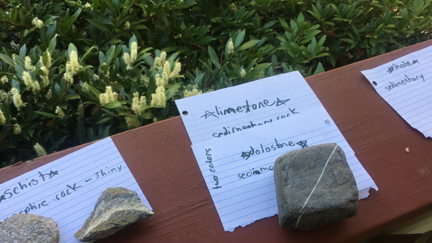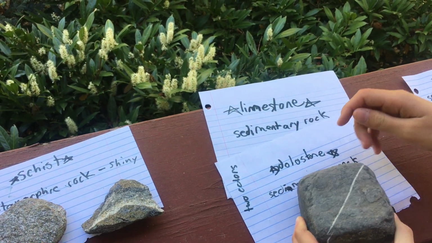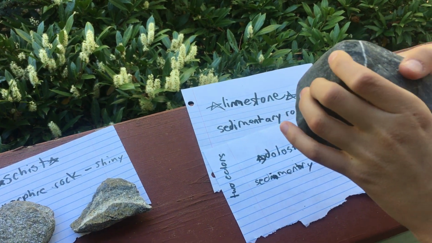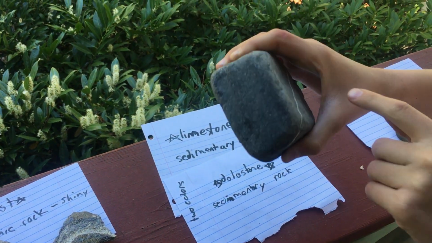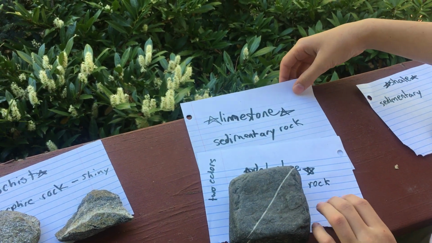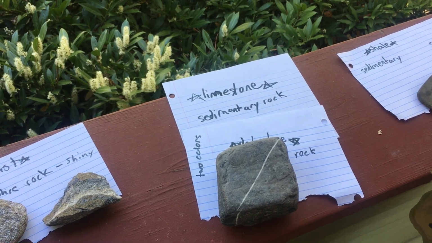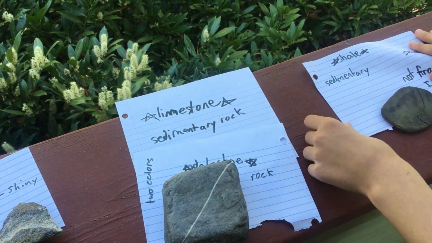What do we have here? This is a dolostone, and this is a sedimentary rock, and you can see that it's got a really cool line just curving around it. Yes. And it's also like limestone, which is also a sedimentary rock. And this is from the Lost River Range in Idaho. There's lots of really cool limestones in the Lost Rivers.